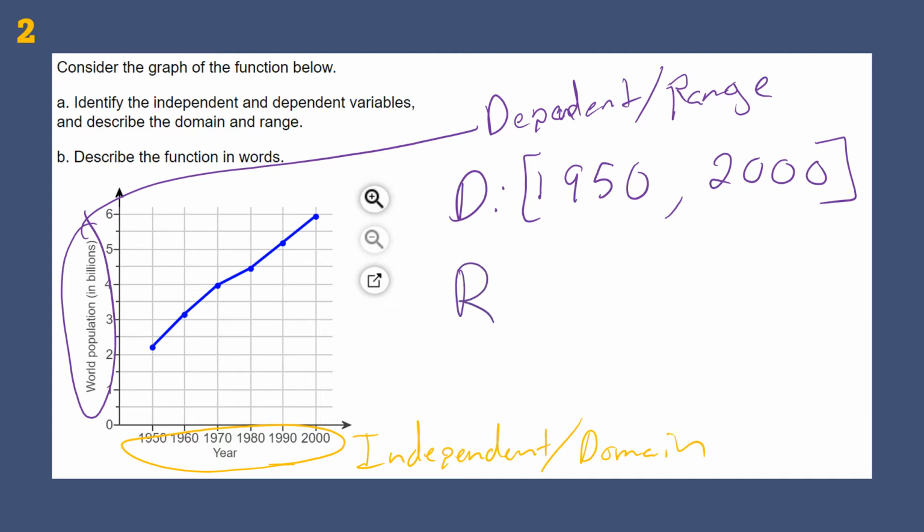The range, what we're going to do is we look on the left side and we say, where's the bottom and top of this? And it looks like it's about 2.2 billion, and it goes to about 6 billion.